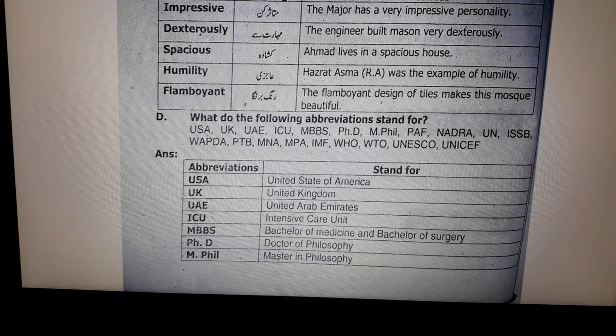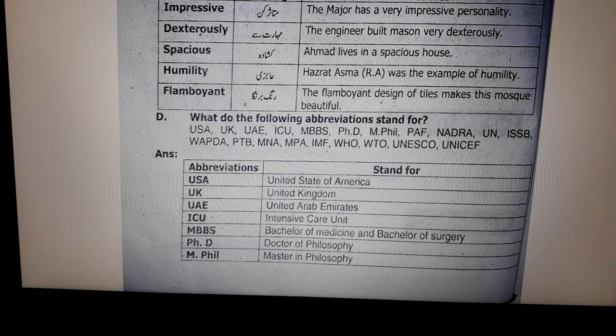Spacious. Spacious means it is from the space. Ahmad lives in a spacious house, a house in which there is a big space. Humility. Hazrat Asma Radhiyallahu Ta'ala anha was the example of humility. Flamboyant. Colorful. The flamboyant design of tiles make the mosque beautiful.